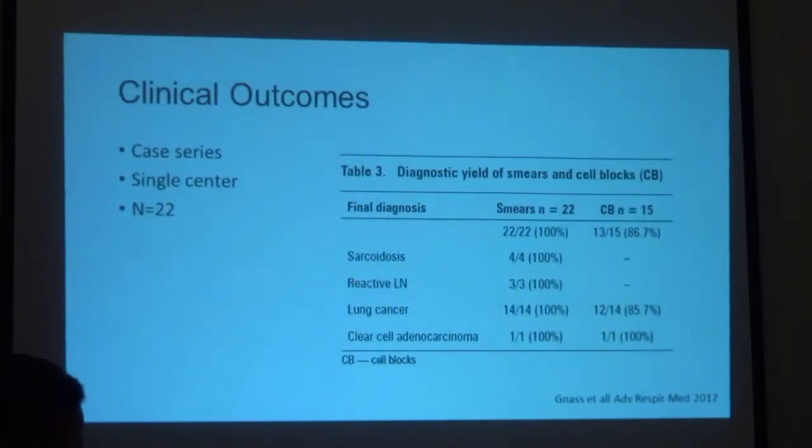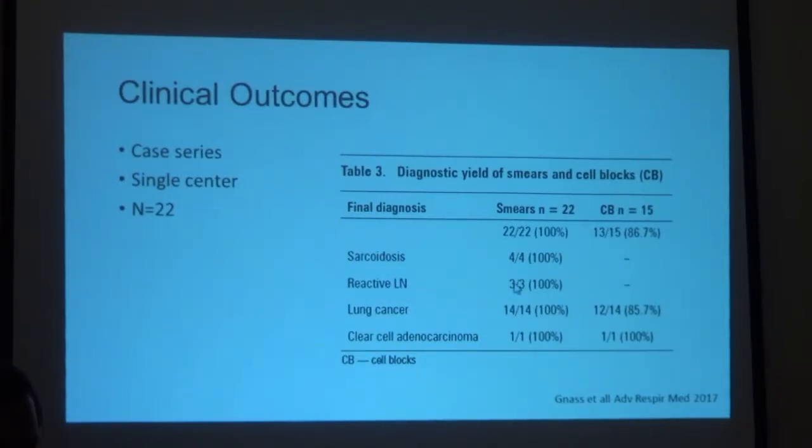There was only one published single center study on this needle also, and that's from Poland. Here they have a case series, so there's no comparison. They just published their experience with 22 cases and showed that they were able to get a result in all of them. So they had 100% yield. They were able to diagnose 4 cases of sarcoidosis, 100%. Usually the yield is in the 60%. So that's the advantage here.